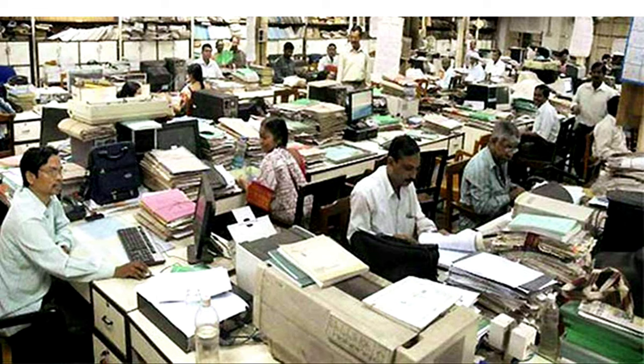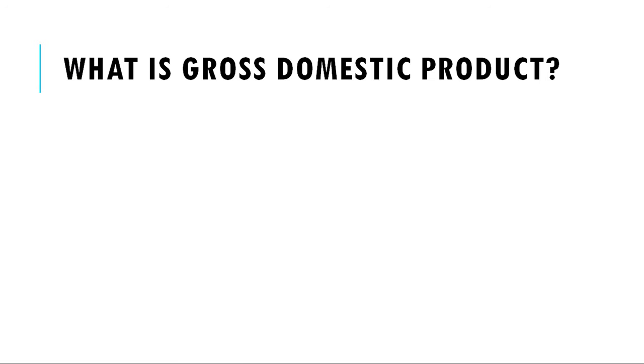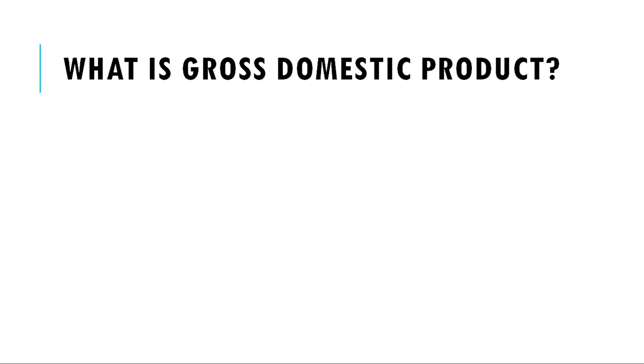So, what is gross domestic product? GDP stands for gross domestic product. Gross domestic product is nothing but all the economic activities that you have seen so far. If you put a monetary value on all these economic activities and then calculate the total value, that is called gross domestic product.